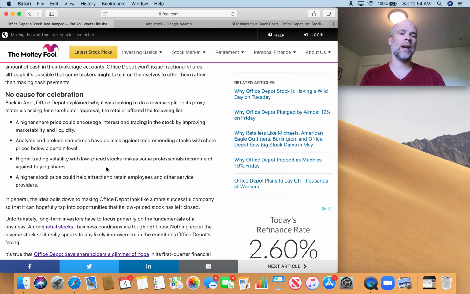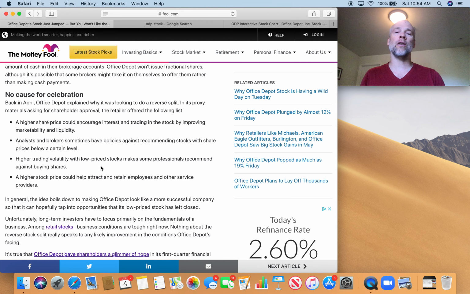Number three, higher trading volatility with lower priced stocks makes some professionals recommend against buying shares. So what this is alluding to is stocks that have really low share prices, which are sometimes referred to as penny stocks. They get a lot of interest from traders because of the low stock price and typically the low market cap of companies who have these low stock prices. Big traders can really squeeze the price by buying a lot of shares at once, by spiking the volume.